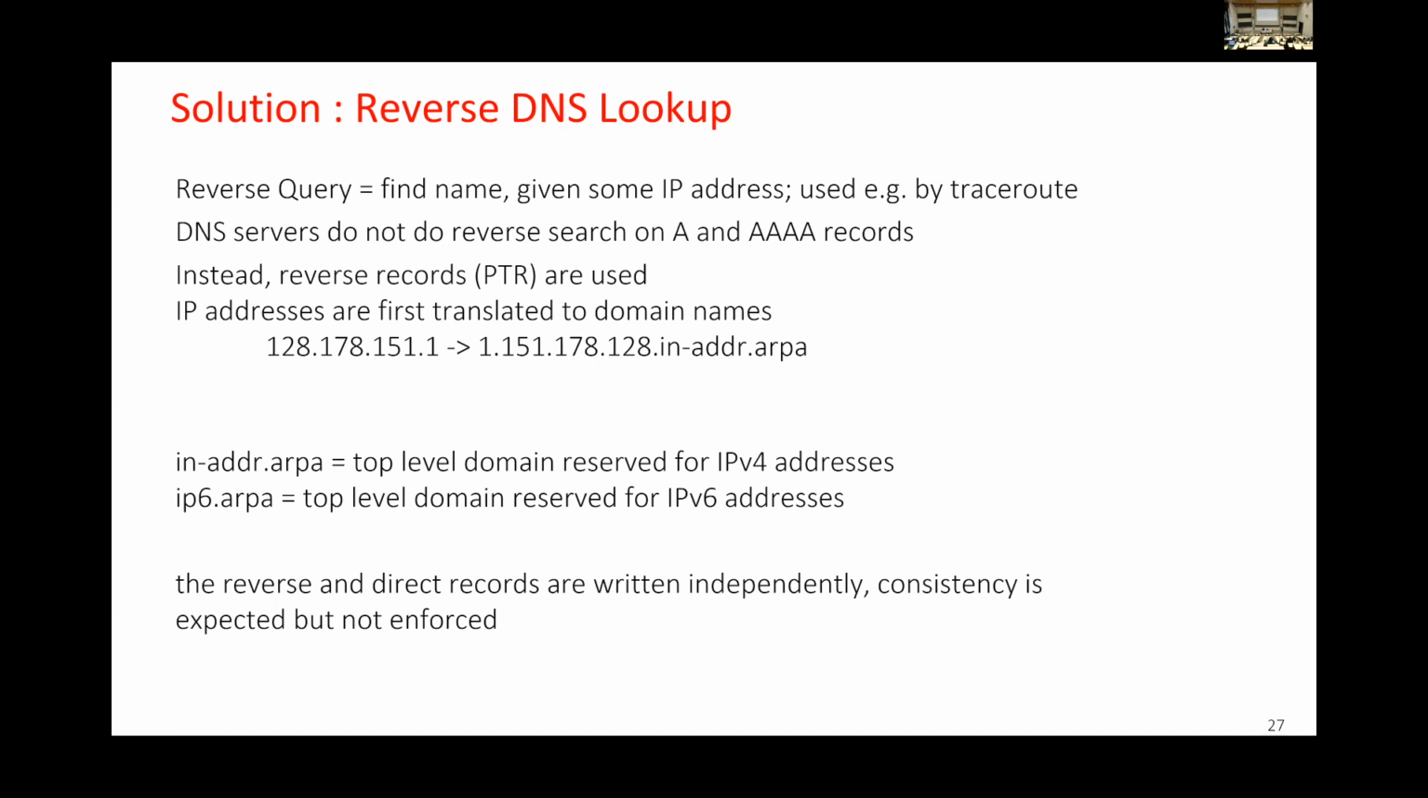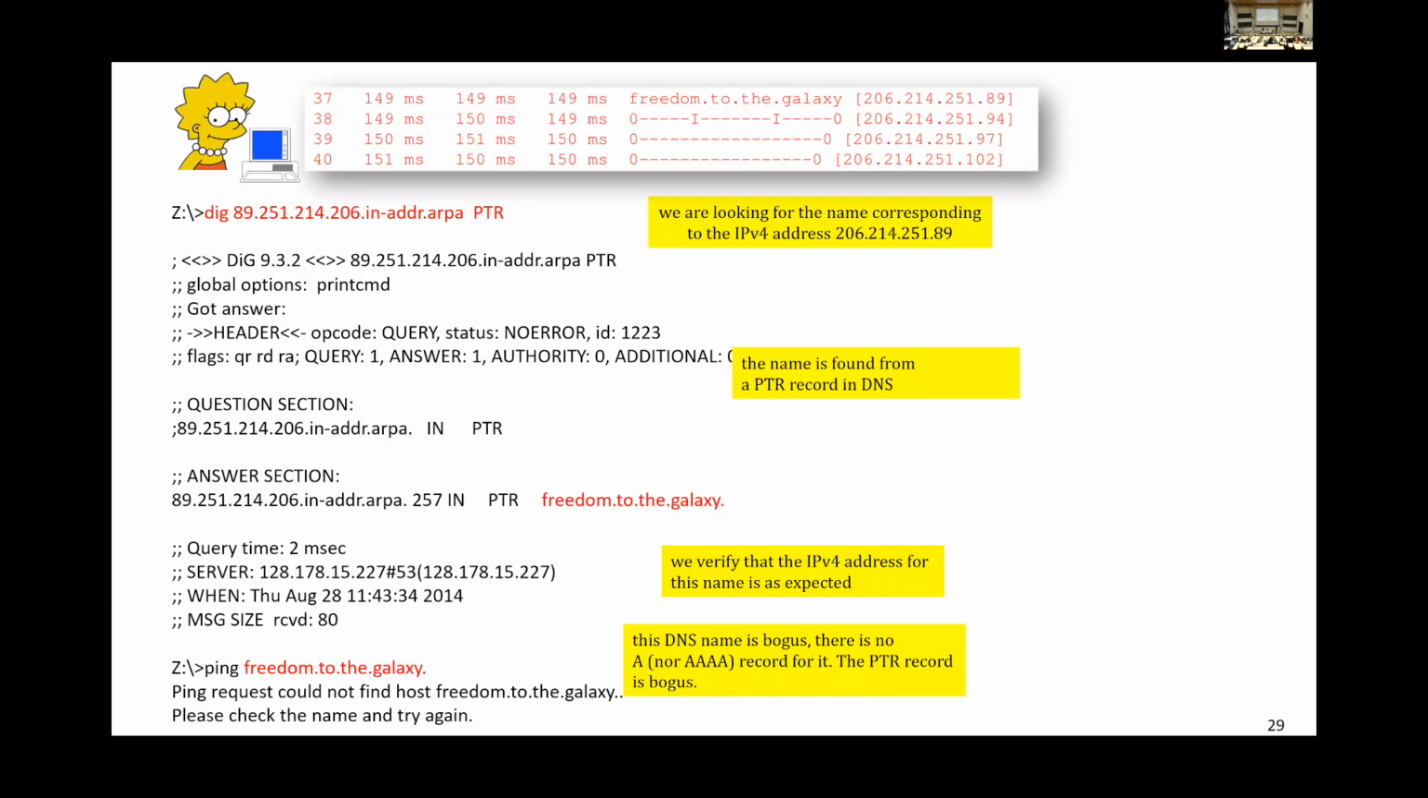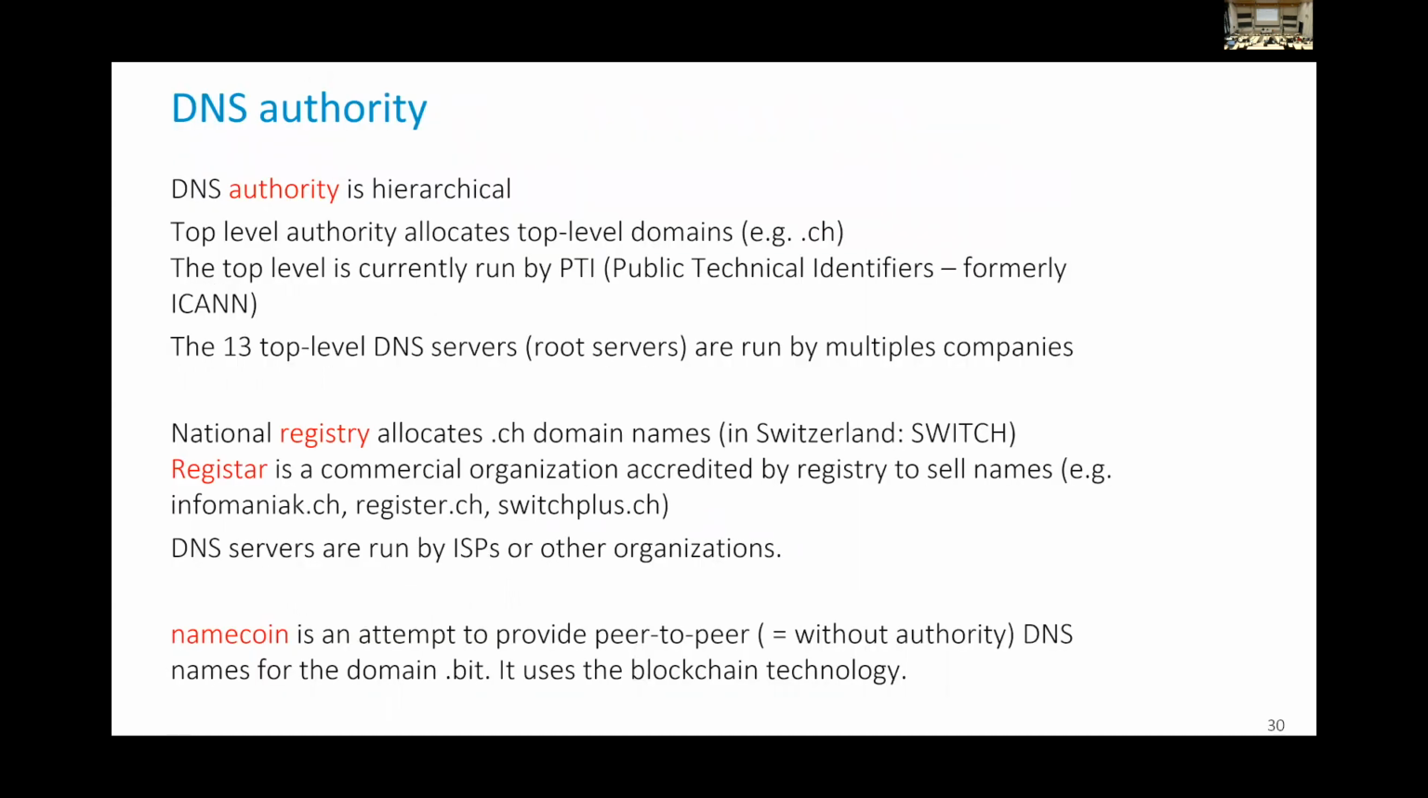So there were in the past a number of attacks against the DNS where people were injecting false reverse records. They were called the pointer records, the PTR records. So if you would do a traceroute, you would obtain the correct IP addresses, but wrong names, because they were not correctly done. For example, if you would search for this address, you would find funny names like Freedom to the Galaxy, which was simply due to this lack of consistency.